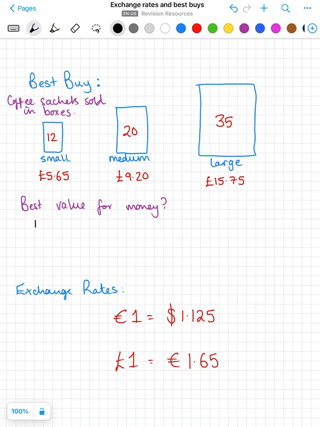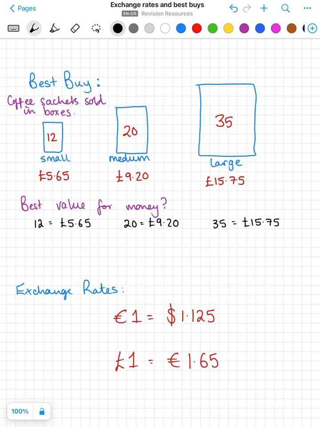In the small box you get 12 sachets for £5.65. In the medium box you get 20 sachets for £9.20. And in the large box you get 35 sachets for £15.75.